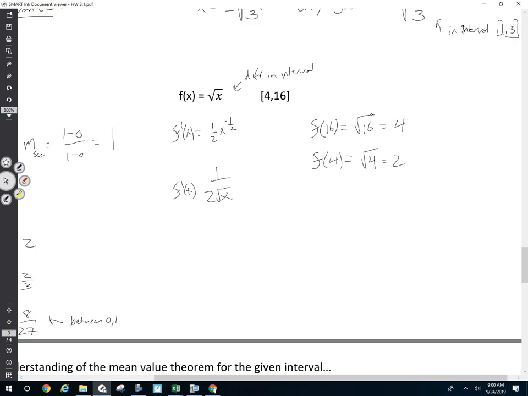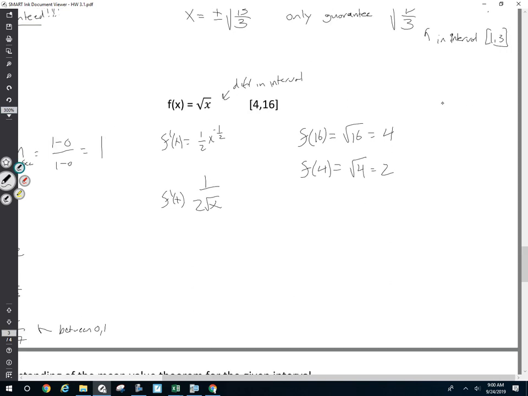So I have gone up 2 y's over the course of 12 x's, or up 1/6 of a y per x. On average, when does my instantaneous rate of change equal that average rate of change? Flip both sides, divide by 2, square both sides. 9. There you go, in the interval.